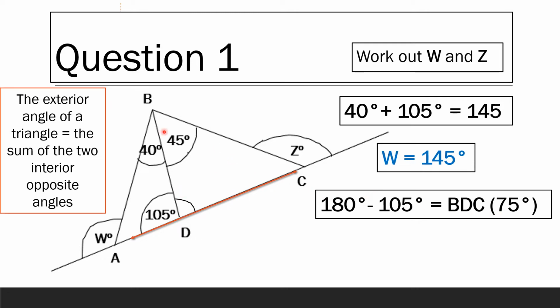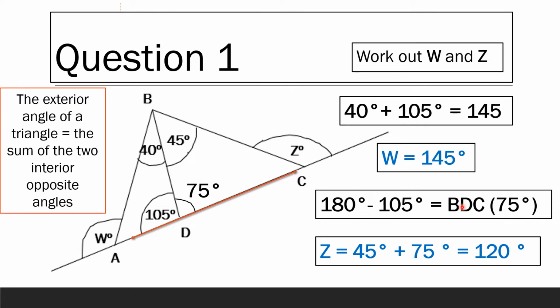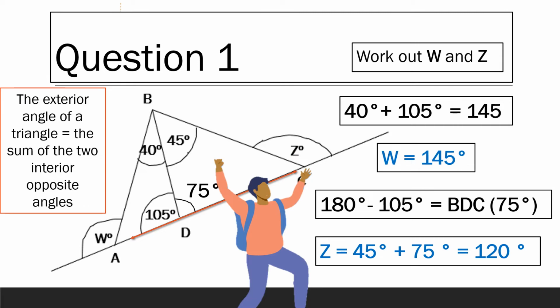It is called the BDC. So since D is in the middle, that is the point of the angle. Now that we know the two interior opposite angles, we can work out what is Z. So when we plus this, 45 plus 75 will get 120 degrees, which is equivalent to Z. Easy, right?